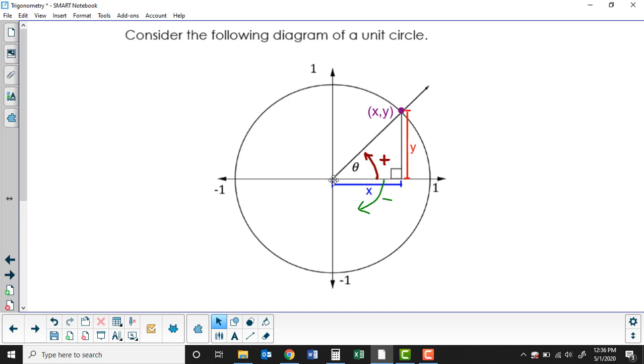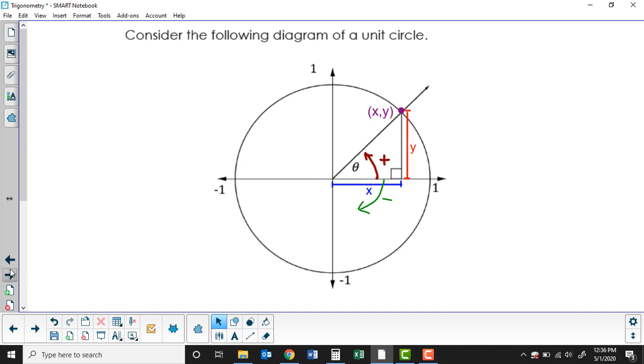Okay. Now, of course, the signs would change depending on which direction we went. For instance, if our terminal side went this way, let's say down here, our X would be positive because we're moving to the right, but our Y would be negative because we're moving down. Where if our terminal side was over here on this side, well, that would be negative X and a positive Y.